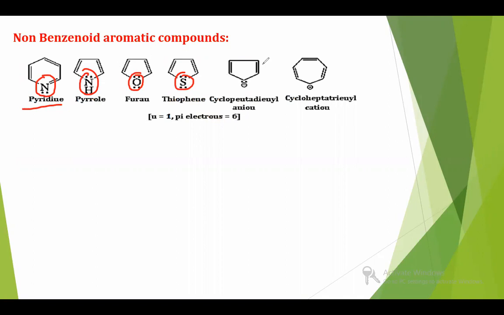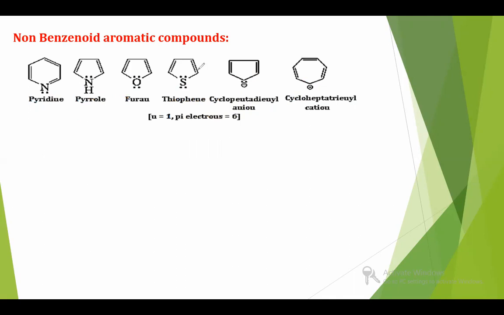As well, you can notice cyclopentadienyl. This is cyclopentane, with ene, diene, double bonds, alternate double bonds. That is an anion: cyclopentadienyl anion, negative charge. Similarly, cycloheptatrienyl, 3 alternate double bonds, a cation, so positive charge. These follow the same 4n plus 2 pi electrons. But in all these cases they do not have a benzene ring, so these are examples of non-benzenoid aromatic compounds.